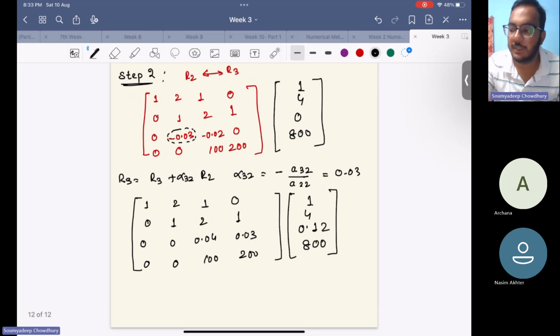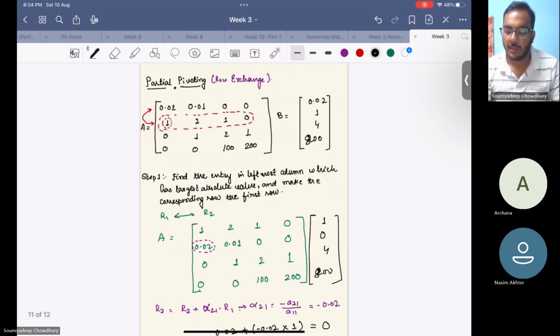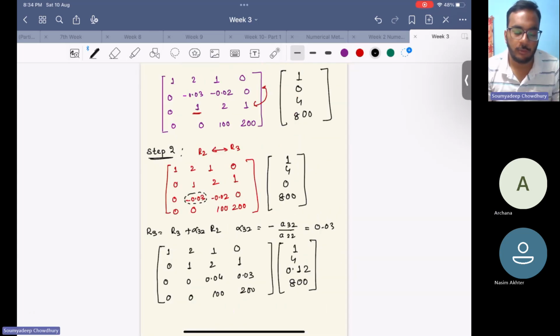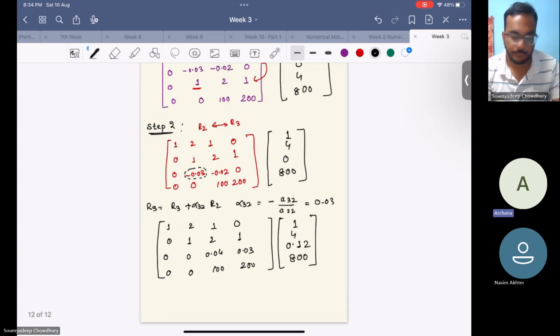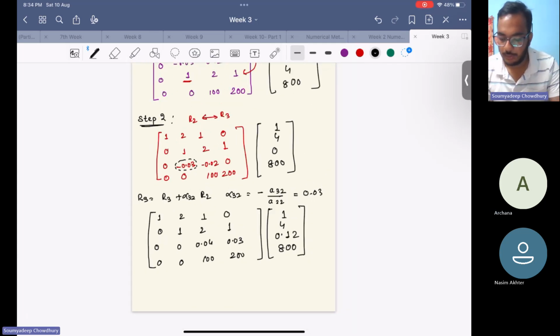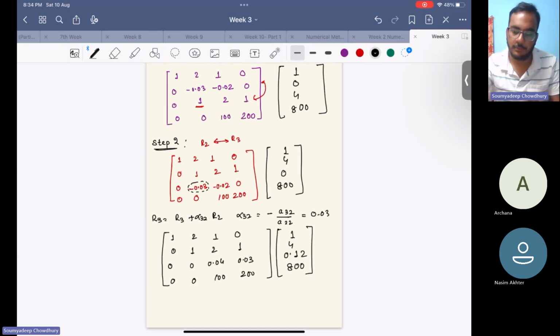Archana, is this step clear? Yes, sir. Sir, can you please explain step 2, sir? That is row 2 and interchanging row 3. Yes. I'll just complete this and then I'll go through it once again. Okay, sir. Okay. So now just 5 more minutes, I'll finish this one.